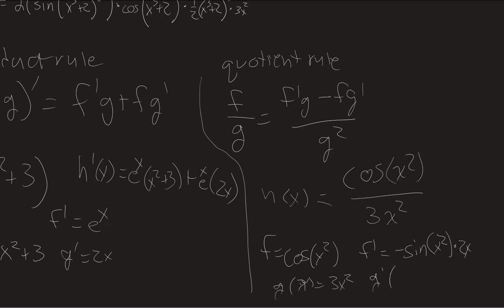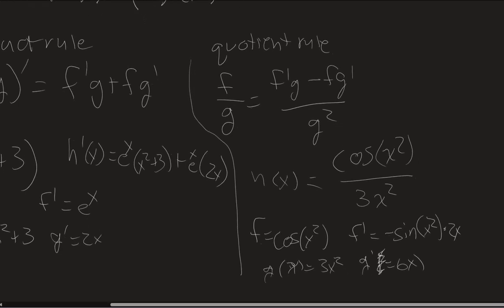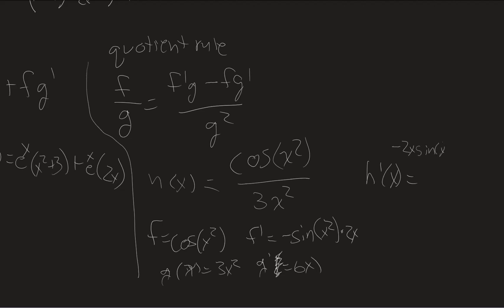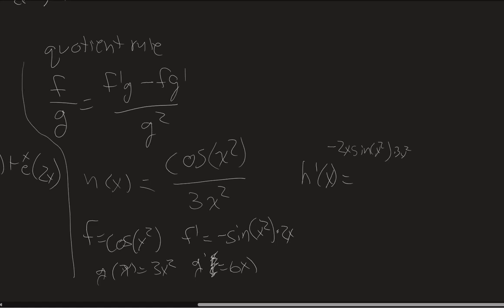So h prime of x equals f prime g. So f prime was minus 2x sine x squared. G was 3x squared, times 3x squared, minus f, which was cosine x squared, times g prime, which was 6x, all over g squared. G was 3x squared, so 3x squared squared.